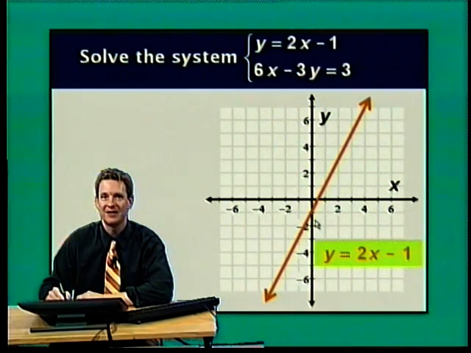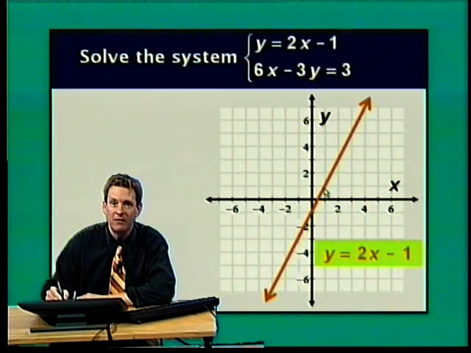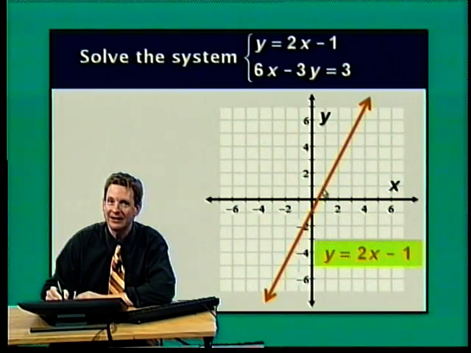We can think of 2 as 2 over 1. Let's do a rise of 2 and a run of 1. Up 2, right 1. Boy, we've got another point on the line. So it looks like the computer did a pretty good job of graphing this line for us.